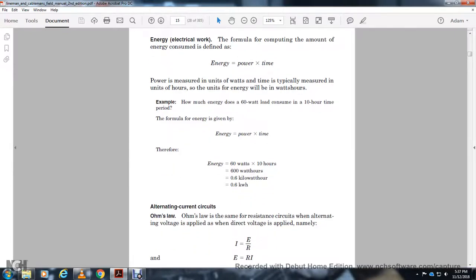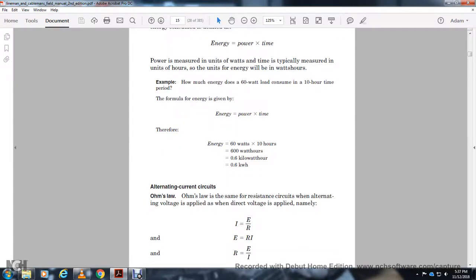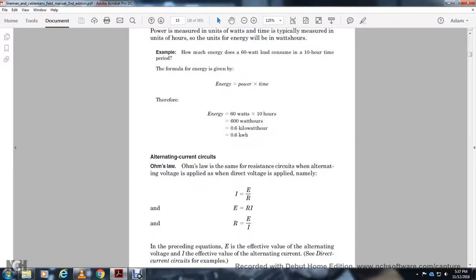Alternating current circuits. Ohm's law is the same for a resistance circuit with alternating voltage applied as with direct voltage. So amps is equal to volts over ohms, volts is equal to ohms times amps, and ohms is equal to volts over amps. In the equation, E is the effective value of the alternating voltage and I is the effective value of the alternating current.